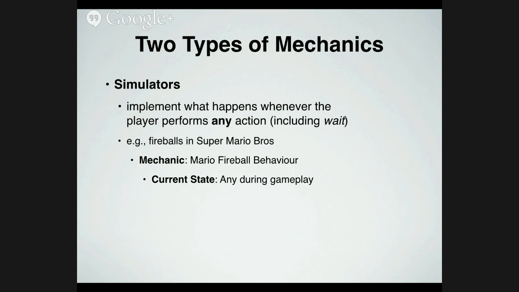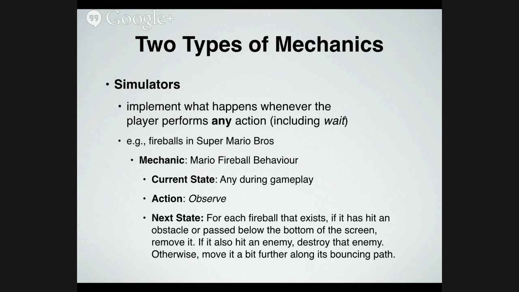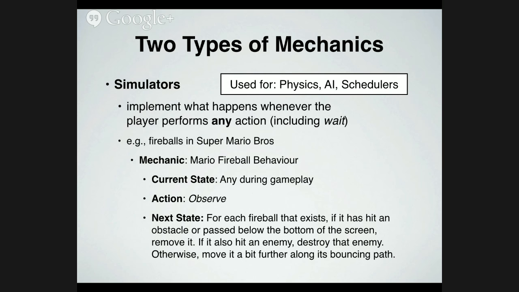And so our mechanic is the fireball behavior in Mario. Again, any state during gameplay. The action for the player is just to watch, right? They're not pushing any buttons. And then this is what we do. For every fireball in the world, if it's hit something or gone below the bottom of the screen, we destroy it. It doesn't exist anymore. If it hits an enemy, we destroy that enemy too. And then otherwise, just keep it bouncing, keep it going along. And that's how you could implement the fireball behavior in Mario. This is commonly used for things like physics or AI characters or scheduling systems in games.